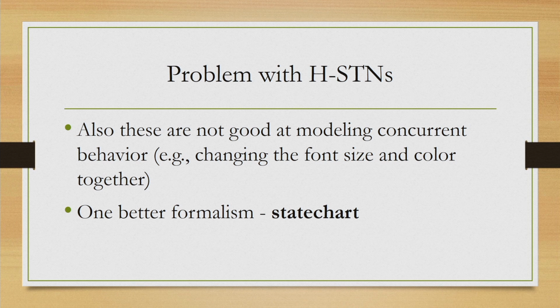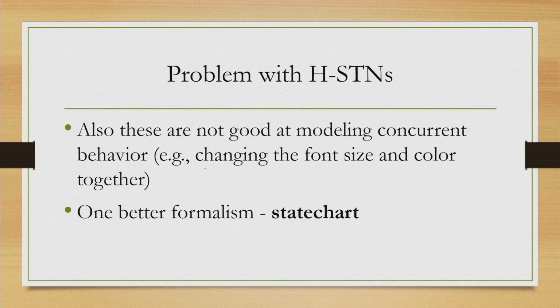The language also is not good at modeling concurrent behavior. For example, if we want to change the font size and color together, it is not clear how to represent that behavior with the notion of a hierarchical STN. There are a few more issues. These 2 are among the major issues, namely ambiguity and lack of support for concurrency. Now, we can go for a better formalism than the hierarchical state transition network, which is called state chart.